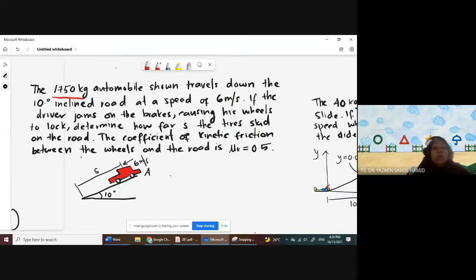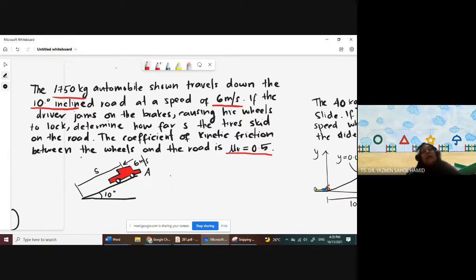The 1,700 kilogram automobile shown travels down the 10-degree incline road at a speed of 6 meters per second. If the driver jams on the brakes, causing his wheels to lock, determine how far the tires skid on the road. The coefficient of kinetic friction between wheels and the road, mu k, is 0.5.